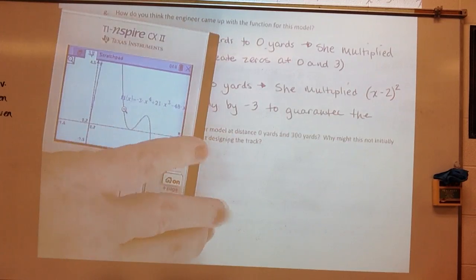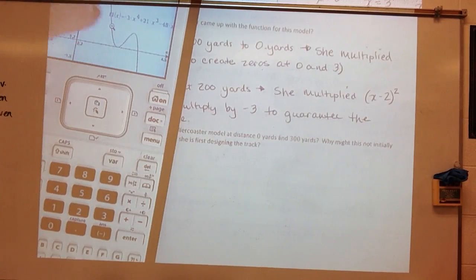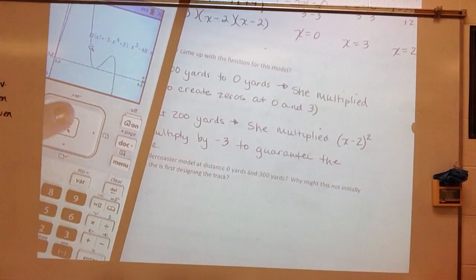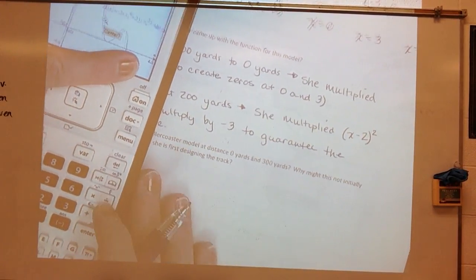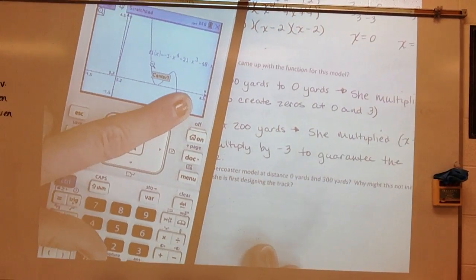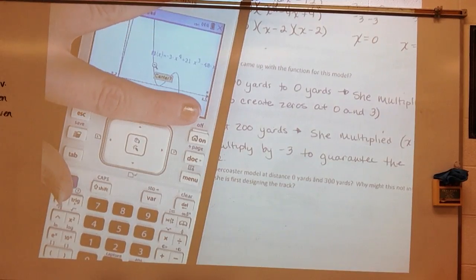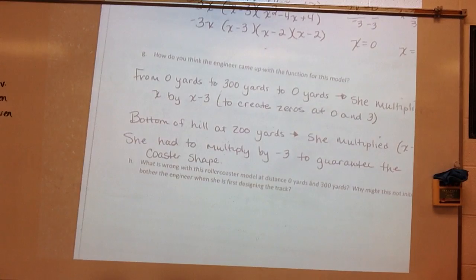All right, so here at 300 yards, it doesn't actually continue. We can't look at the underneath of the x-axis because that basically means negative numbers. So according to this model, it looks like it abruptly starts and it abruptly ends.